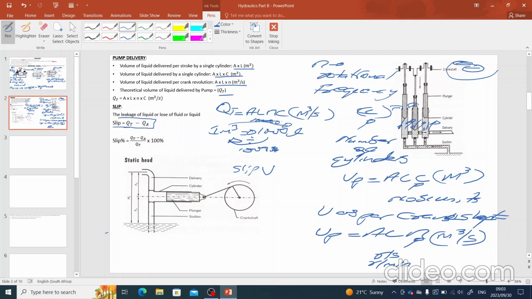Slip equals QT minus the actual volume. This is the actual volume, the actual flow rate. This one is the theoretical flow rate. Now it will be QT minus QA. Then the slip percentage would be QT minus QA divided by QT multiplied by 100. Then you get your slip. You can tell that nothing has changed much. The only thing is that now the pump is mechanically driven, no longer human driven. That's where the difference is.